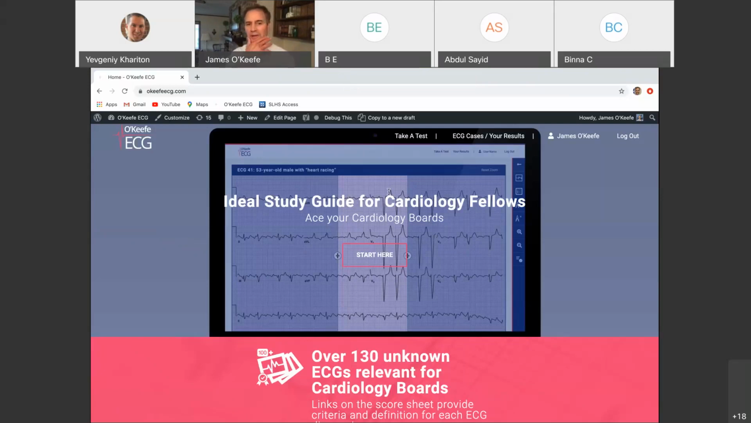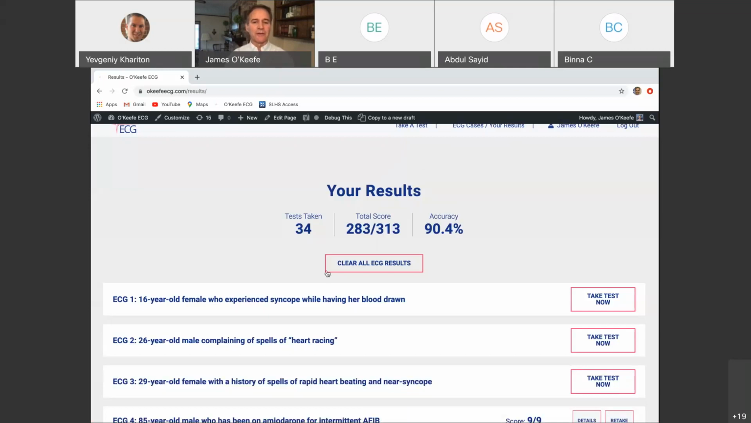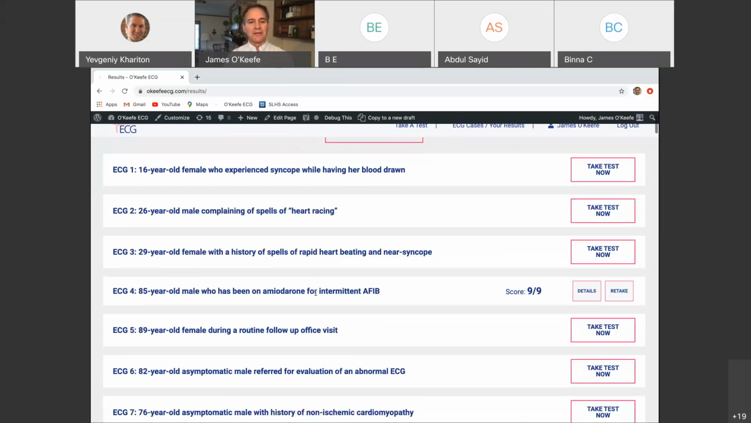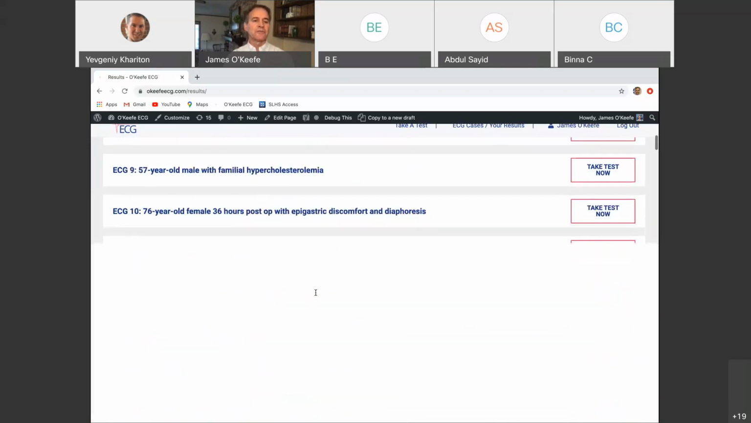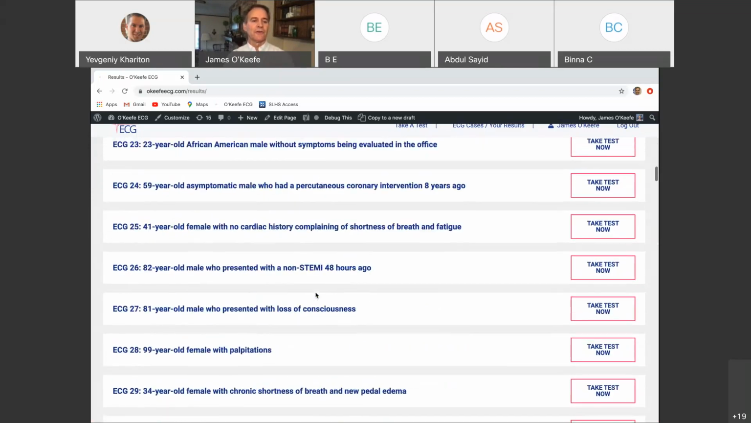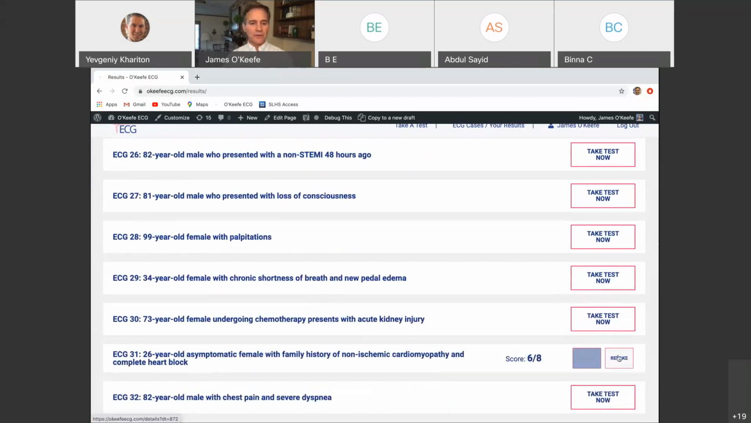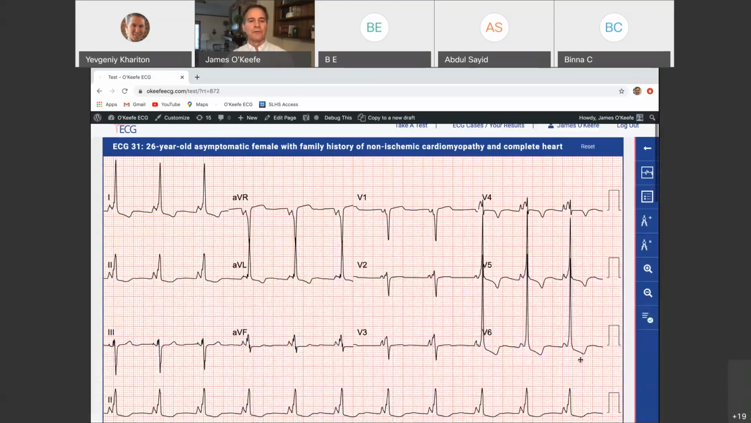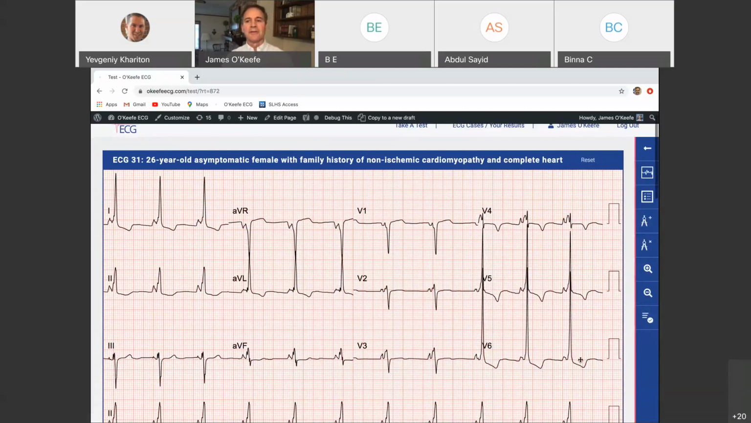We'll go through several of them today, but I think it's important that you understand there are some ECGs that you're likely to see on the boards, and not only do you need to recognize them, but you also need to be able to code them appropriately. And so this website called O'KeefeECG.com has specific examples with detailed explanations of how to code it. And so we'll just start off with some unknowns here. If anybody wants to chime in, feel free to unmute your mic and take a crack at it.